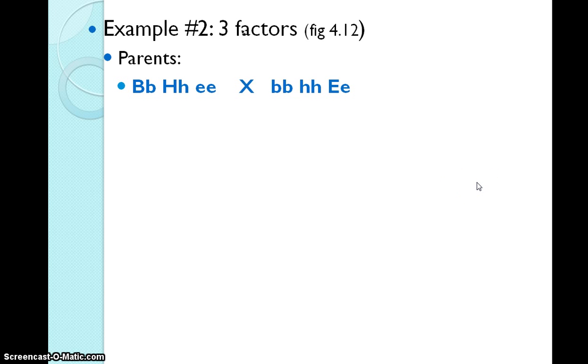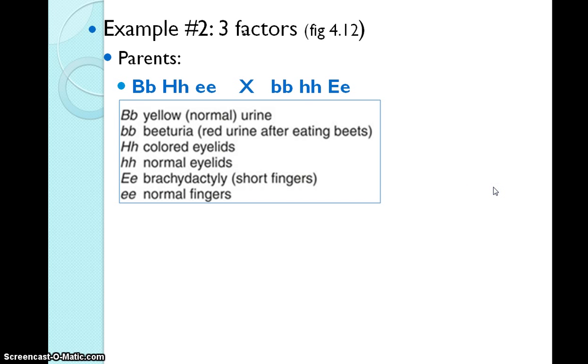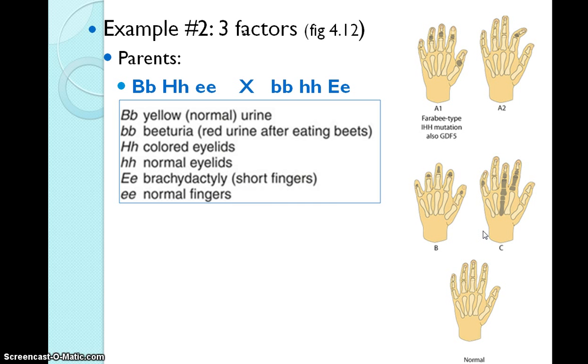Let's take an example where one of our parents is big B, little b, big H, little h, little e, little e. That's 3 different traits. And the other parent is little b, little b, little h, little h, big E, little e. This tells you what these different traits mean. We're looking at urine color, eyelid color, and fingers for these individuals. So kind of an interesting variety of traits. Here are some pictures showing you what short fingers versus normal fingers look like. The short fingers are shown there, and the normal fingers, that'd be little e, are shown there.